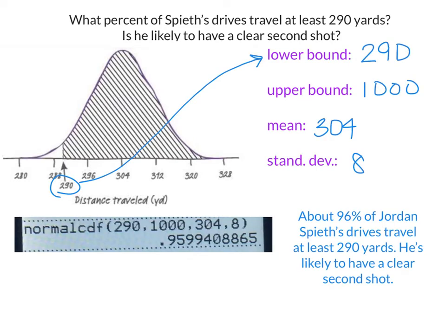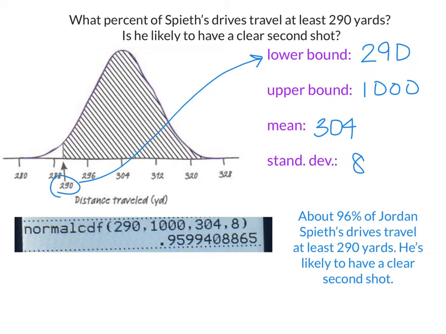So second, vars, normal CDF, lower bound is 290, right there. Upper bound, again, picking 1,000, but anything greater than 328 would be solid. And then mean and standard deviation, 304 and 8, hit enter. We get 0.9599. Move that decimal point 2 to the right. We get 95.99. We can round up and say about 96%.